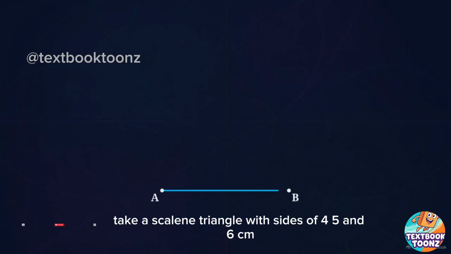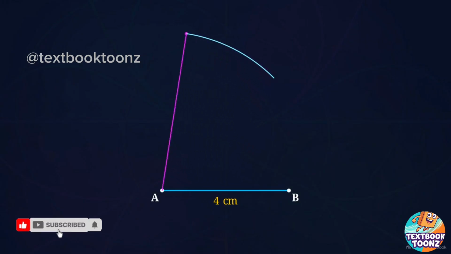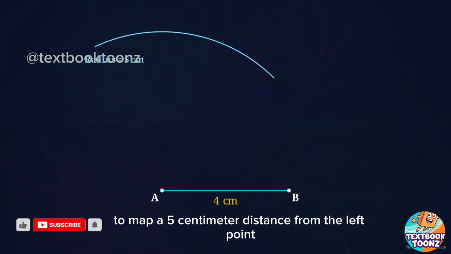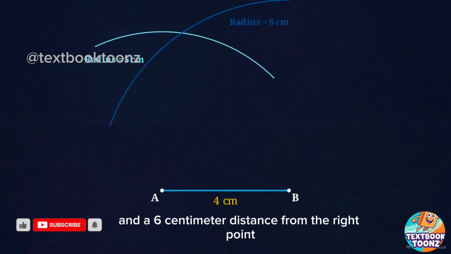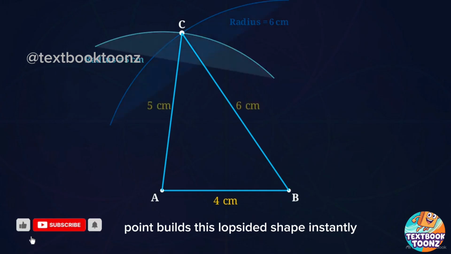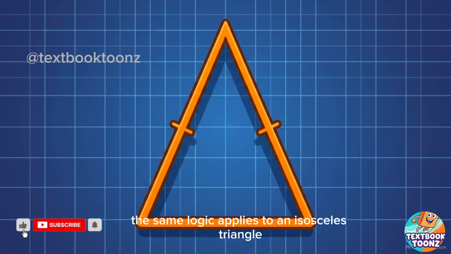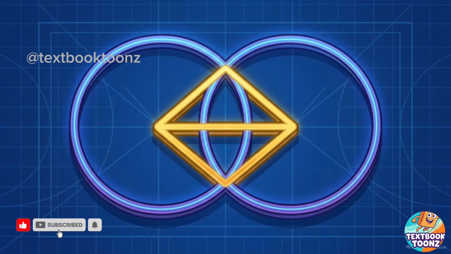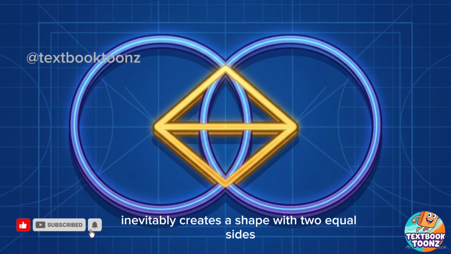Take a scalene triangle with sides of 4, 5, and 6 centimeters. We start again with our 4-centimeter base. We use the compass to map a 5-centimeter distance from the left point and a 6-centimeter distance from the right point. Their specific collision point builds this lopsided shape instantly, without requiring any manual angle adjustments. The same logic applies to an isosceles triangle. Using two circles of the exact same size over a base inevitably creates a shape with two equal sides.